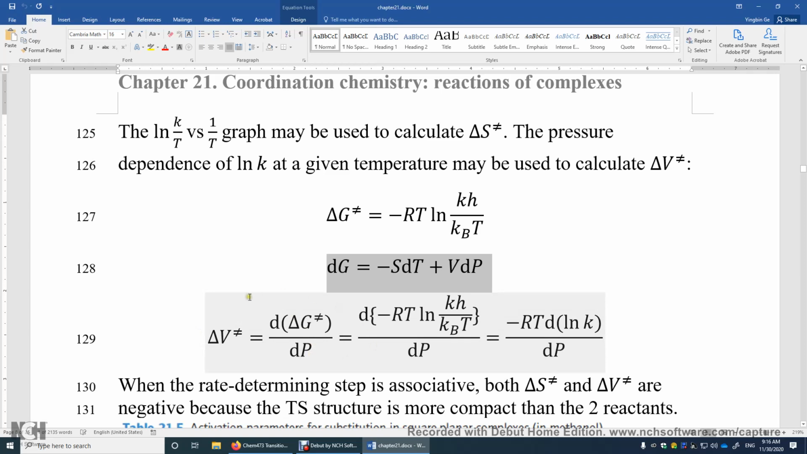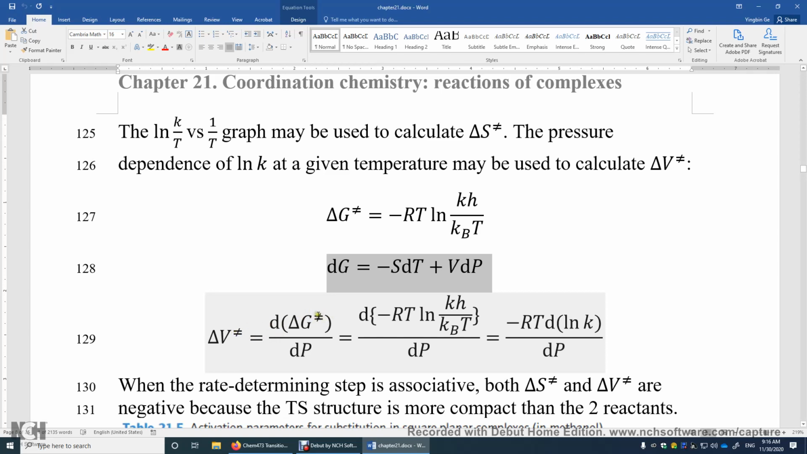Okay, this equation applies to just any change in state of a system. And also you can apply this equation to the change of the state of the system from the reactants to the transition state. And then you can put double dagger here. All right, double dagger here.